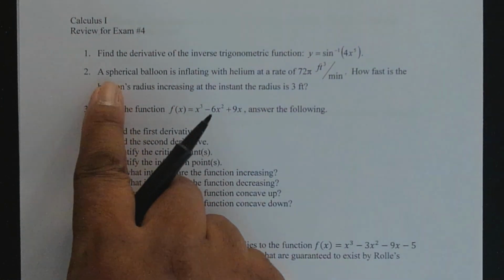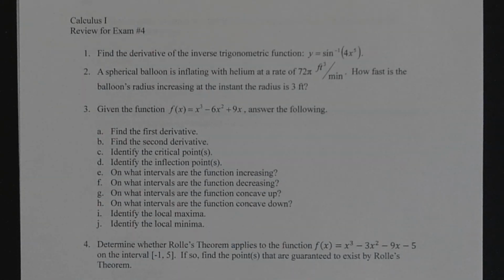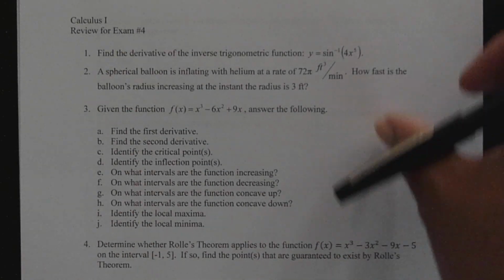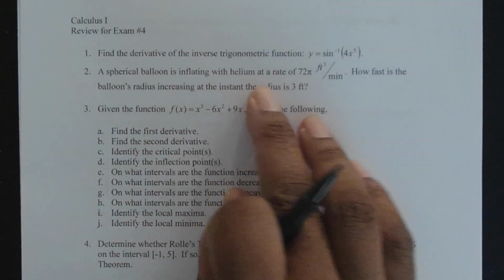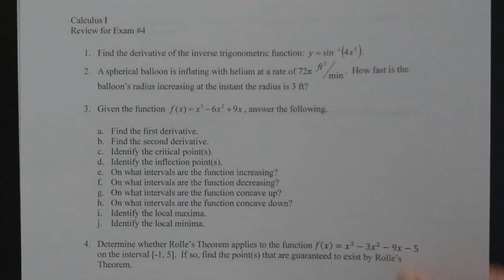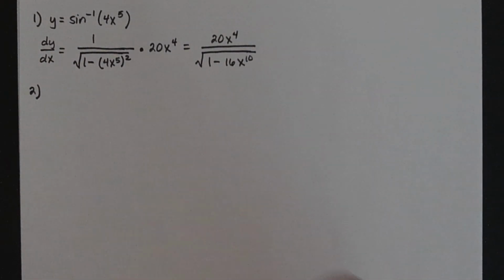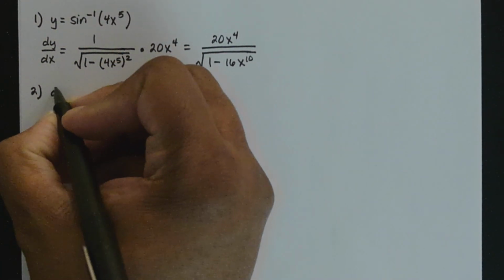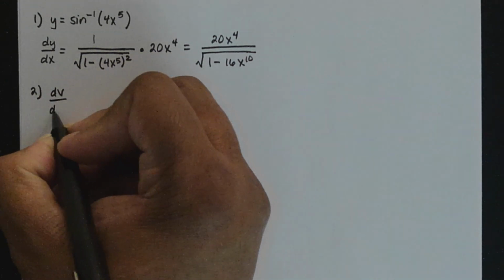Okay. It's this: a spherical balloon is inflating with helium at a rate of 72 pi cubic feet per minute. How fast is the balloon's radius increasing at the instant the radius is 3 feet? Okay, so let's see here. We have a rate of 72 pi cubic feet per minute. So in this case, we're dealing with a change in the volume with respect to time.